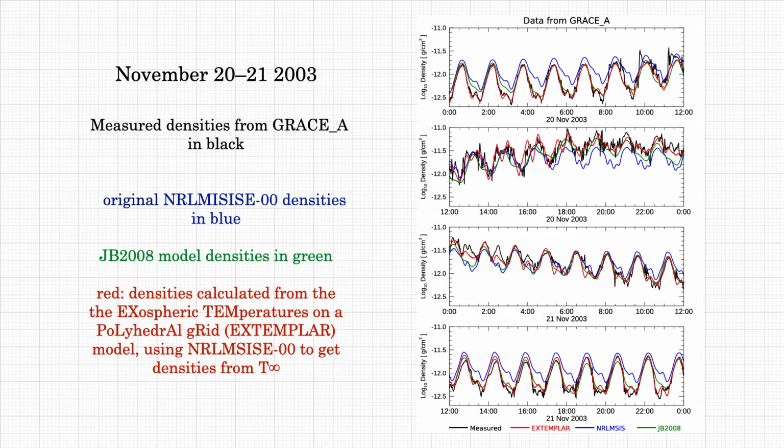In these examples, all other input parameters remain fixed. This graph shows results from the model in the time period of November of 2003 that had significant geomagnetic activity. Densities measured by the GRACE A satellite are shown in black on this graph. Original NRL density predictions are shown in blue, as well as predictions from the Jacchia-Bowman 2008 model shown in green. The red line shows densities that are calculated from the new model that is abbreviated as EXEMPLAR, using the NRL model to get the densities from the exospheric temperatures that the model calculates.